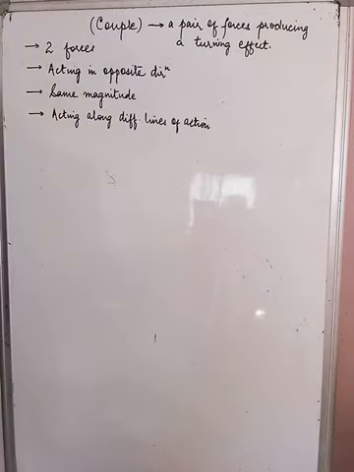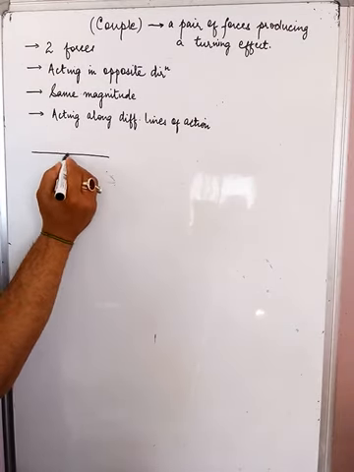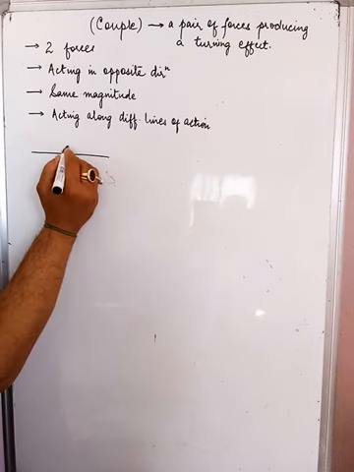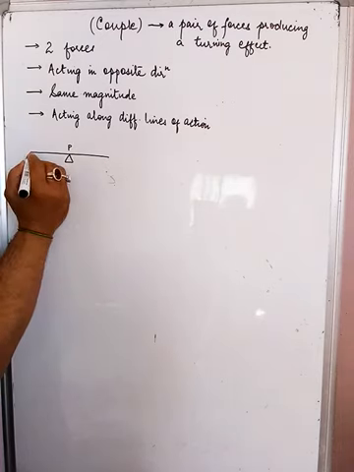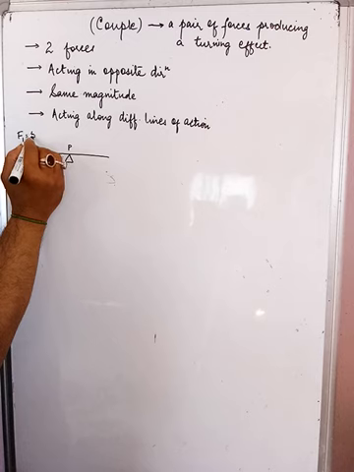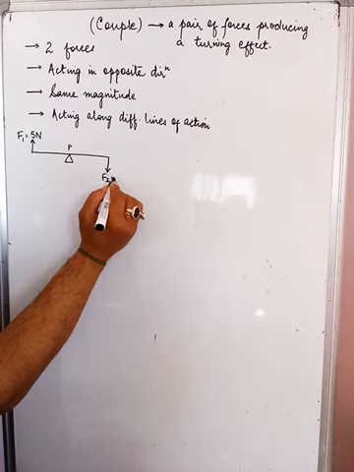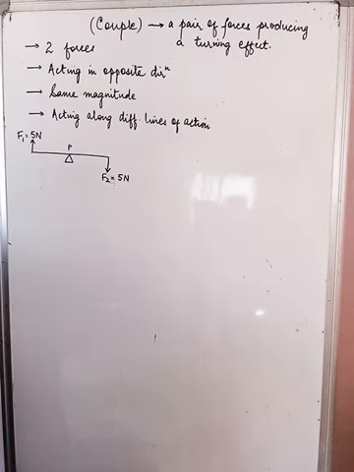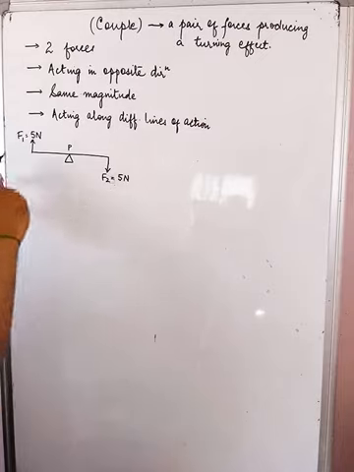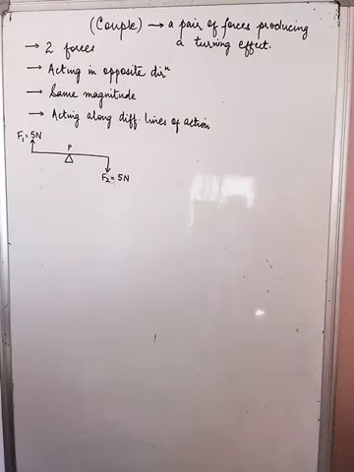Okay, so now keeping these 4 points in mind, let me draw a diagram for better understanding. Suppose this is the pivot point P, there is a force F1 of 5 newtons acting over here, and there is another force F2 of 5 newtons acting over here. Now in this particular setup, my question would be, does this setup form a couple or not? So we'll go by these 4 checkpoints.